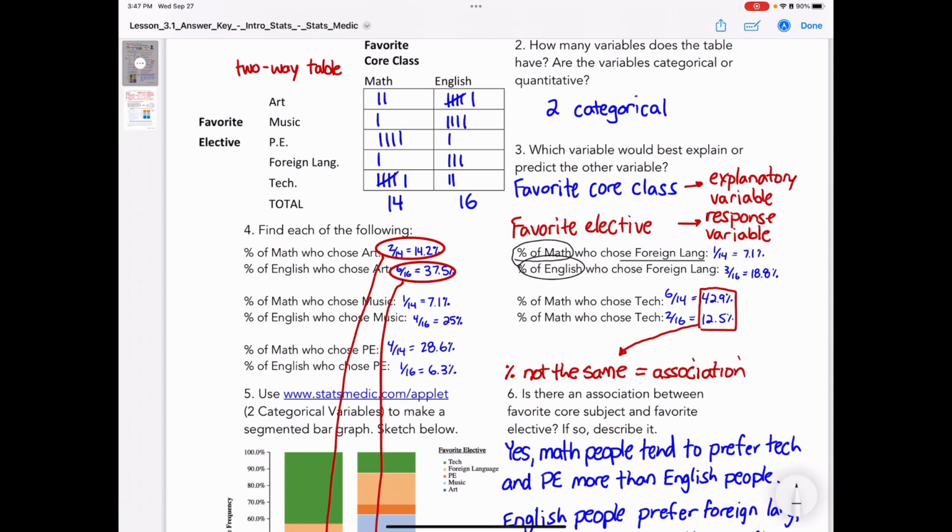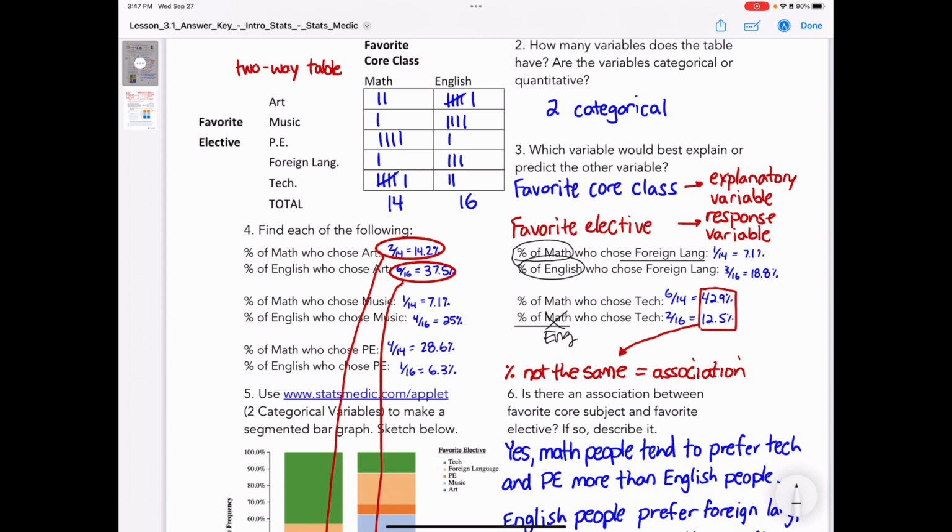Okay. The next one was the percentage of math who choose technology. So same thing, of math. And there's 14 of math, and technology is going to be 6 out of 14. And same thing, the percentage of math who choose technology, this is actually the exact same thing. I think this shouldn't say math, that should obviously say English. The percentage of English who chose technology, and that's going to be 2 out of 16.